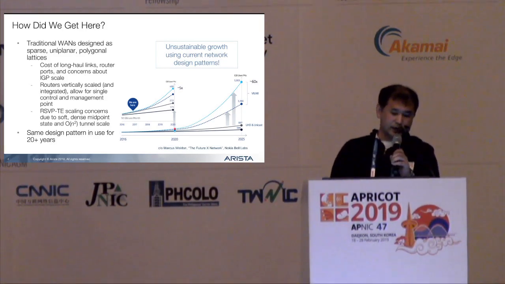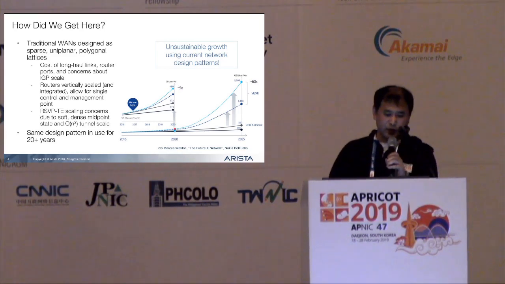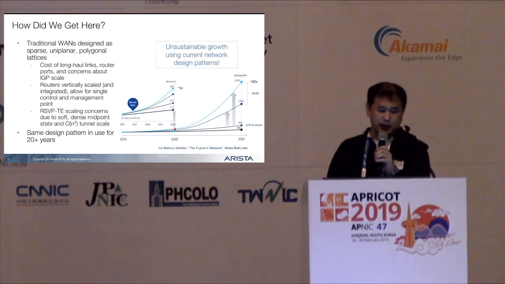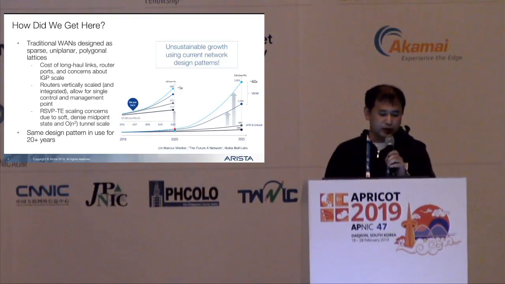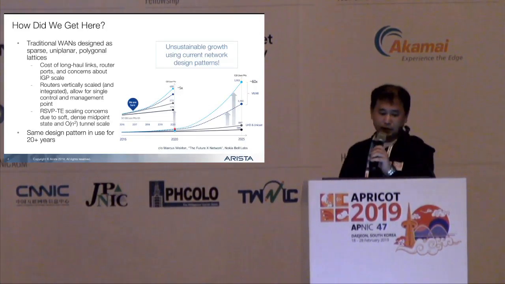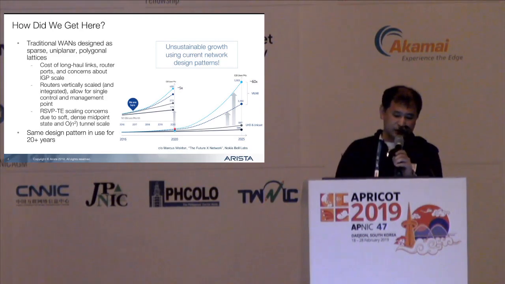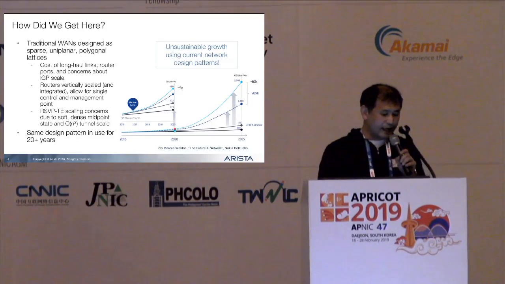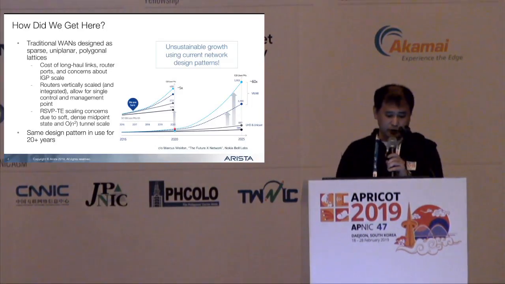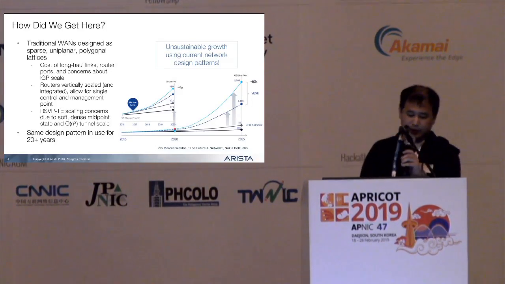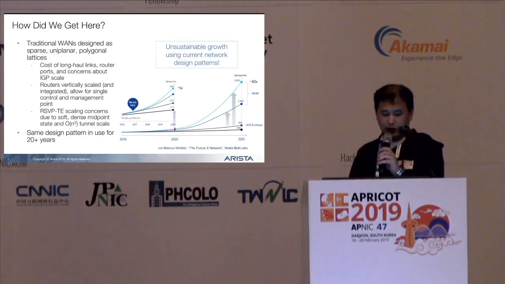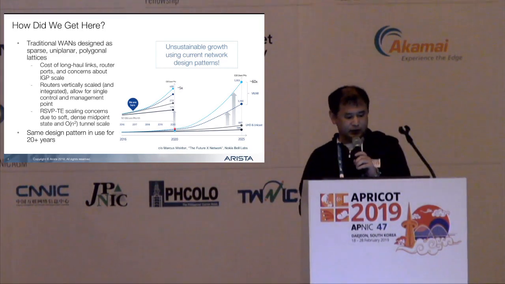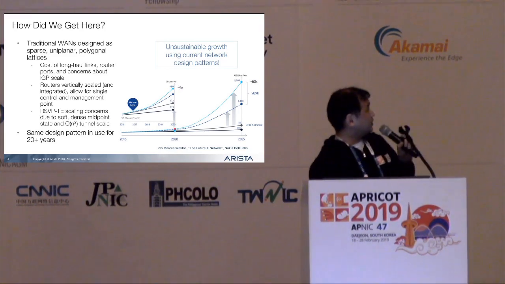How do we get here? Traditional WAN design is sparse, and it depends on the cost of long-haul links and router ports, and the concern about IGP scale. Router vertical scale allows a single control and management point. And there is RSVP-TE signaling concern due to soft state in the middle points on tunnel scale. The same design pattern has been used over 20 years.